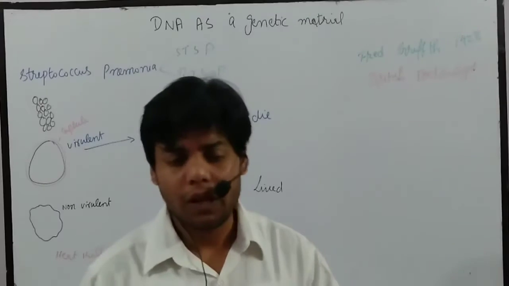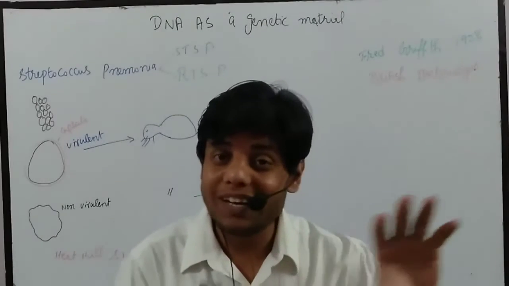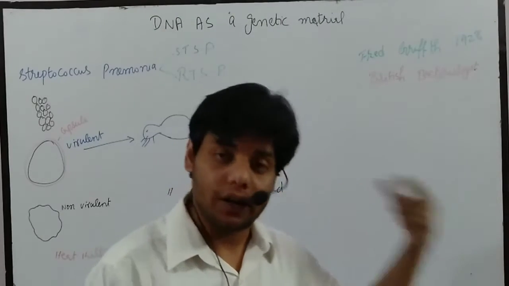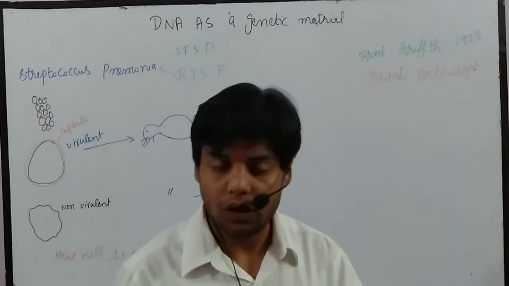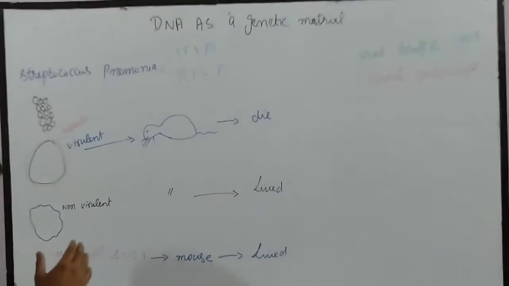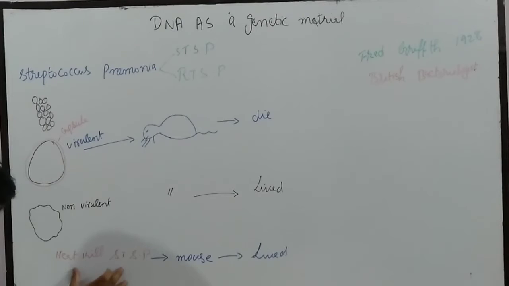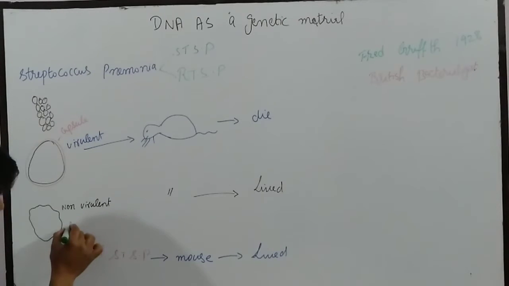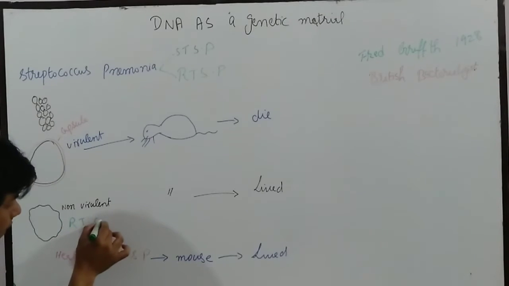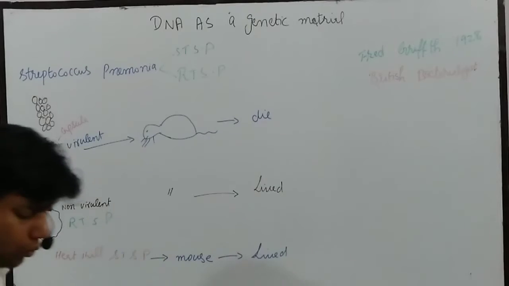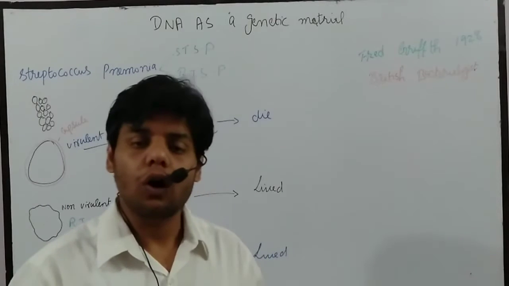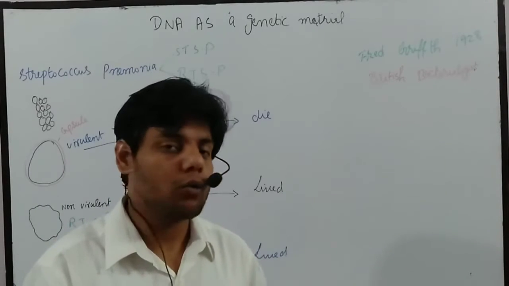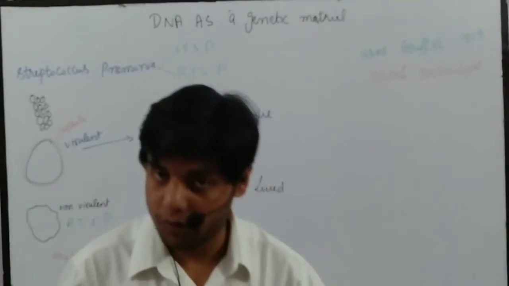In the fourth step, what did he actually perform? The fourth step was very surprising for Griffith as well as for us. How? This heat-killed S-type Streptococcus pneumoniae and this non-virulent, or we can say R-type Streptococcus pneumoniae, both don't have the ability to cause disease in the mouse, and they don't have the ability to cause the death of the mouse.